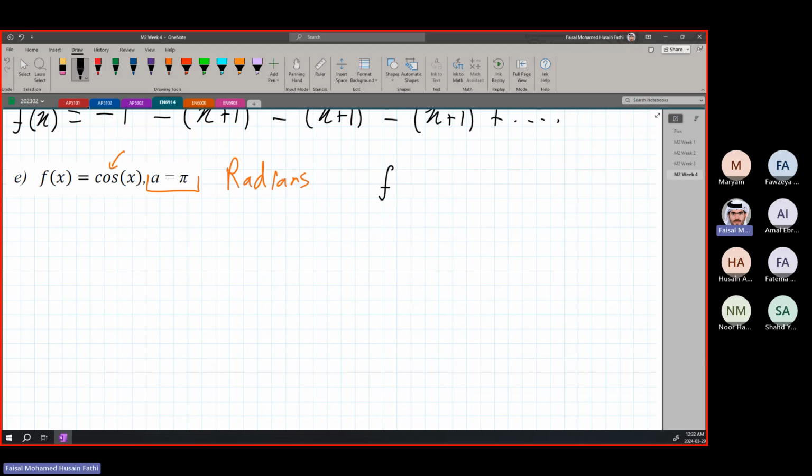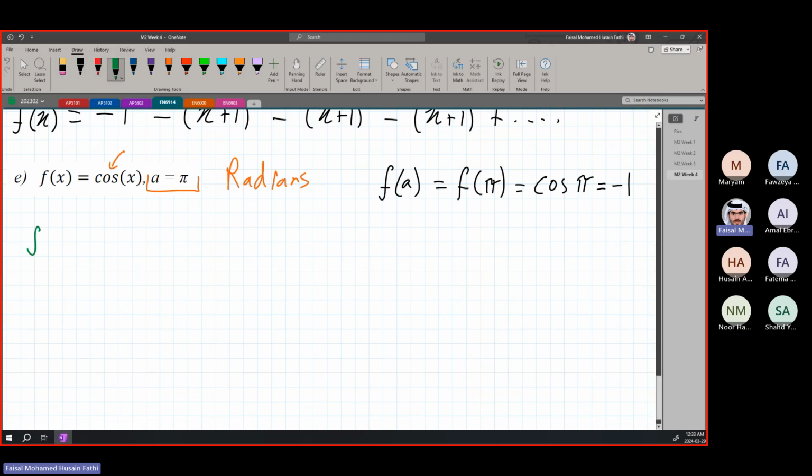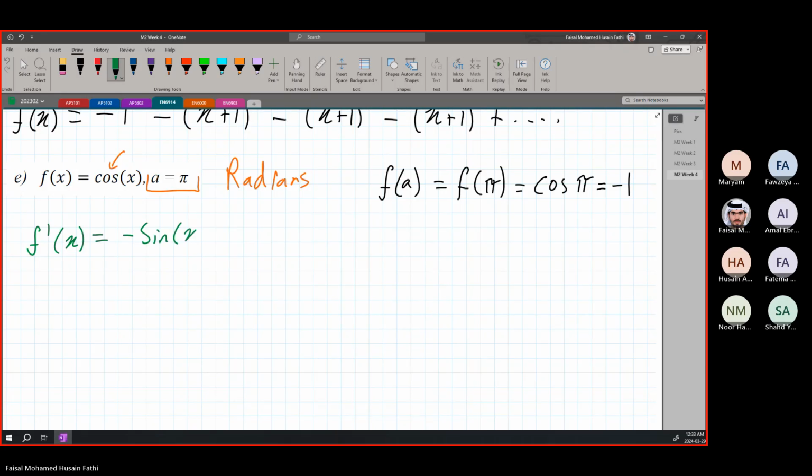So f of a is going to be equal to f of pi. So we're substituting pi for x, so it's cosine of pi. And cosine of pi, remember to change your calculator into radians. Cosine of pi is equal to minus 1, negative 1. And this is your first value, f of a. Now we do our f prime of x, which is the derivative of cosine, minus sine x.